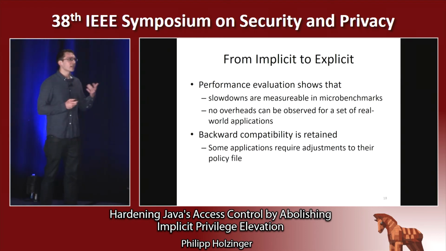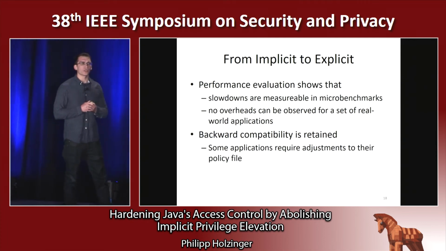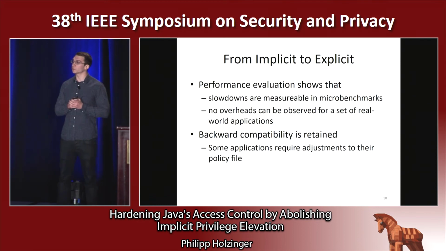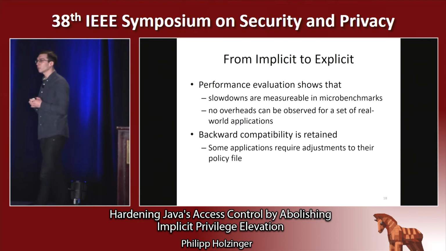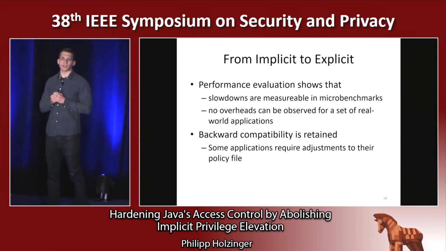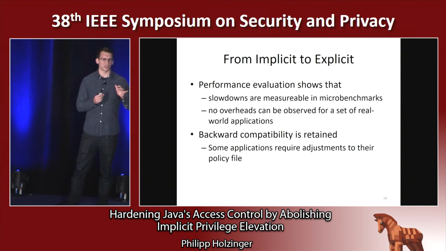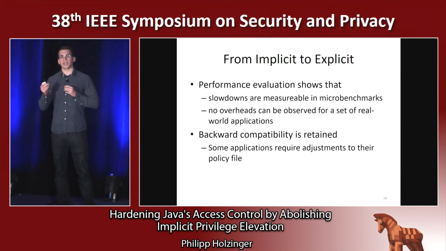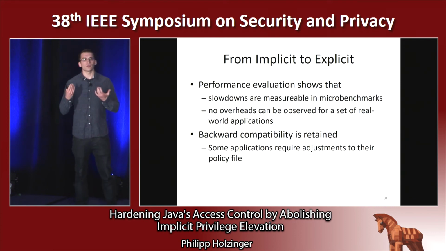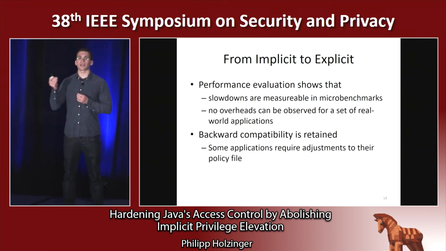Now, we evaluated our implementation first in terms of performance, because as I explained before, these shortcuts were presumably introduced in the first place to speed up program execution. We implemented micro-benchmarks, executing every method that we modified, I think 115 million times. And we found that the methods that we modified actually had a slowdown of a few microseconds.